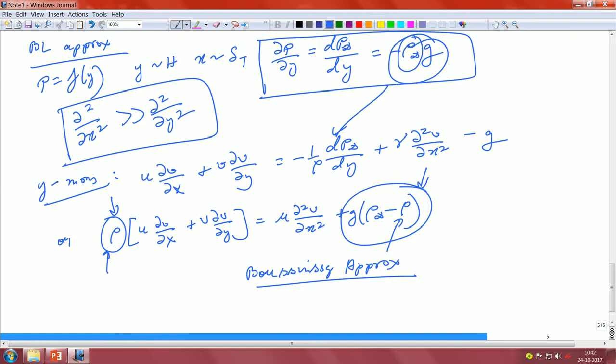Boussinesq's approximation actually tells you, or the spirit of the Boussinesq's approximation is that the density on the left hand side, that means associated with the convective terms, let us take that to be the same density as the reservoir fluid, let us take that to be constant. Point number 1.